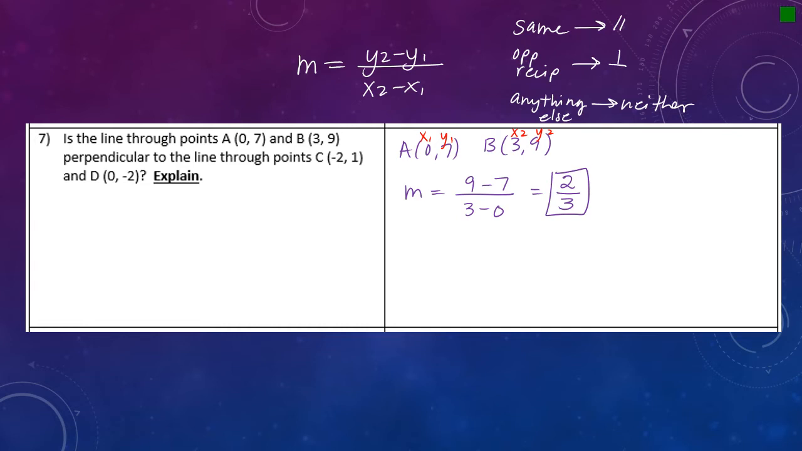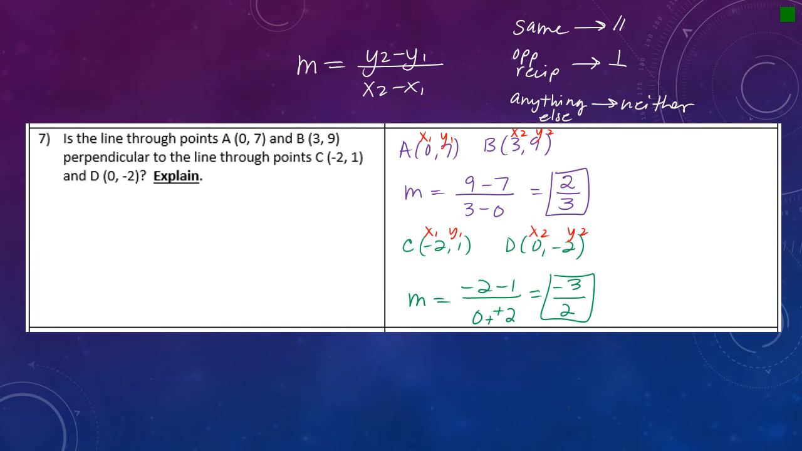Now I'm going to do the same thing with points C and D. So I'm going to label again x1, y1, x2, y2. And now for my slope, I would have negative 2 minus 1 over 0 minus negative 2. Negative 2 minus 1 is negative 3. 0 minus negative 2 actually turns into 0 plus 2, which is 2. So then my slope is negative 3 over 2.